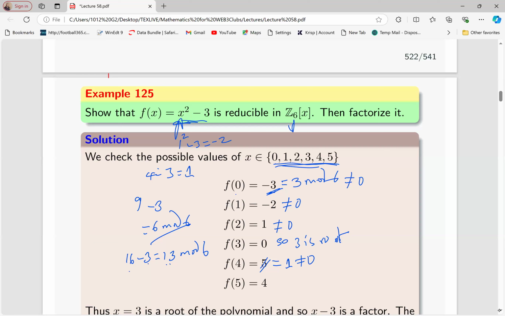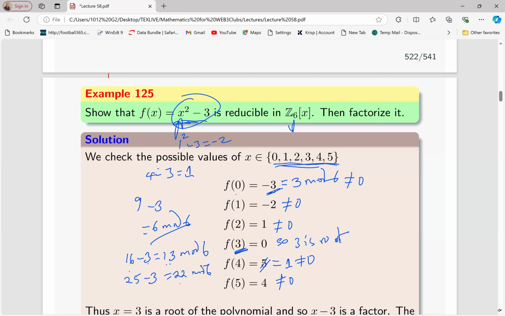What about 5? That would be 25 minus 3, that would be 22 mod 6. What does that become? 6 goes there 3 times because of 18, and you get 4. So again, this is not equal to 0. So we found one root. But this quadratic equation must have 2 roots. So it means this root is repeated.